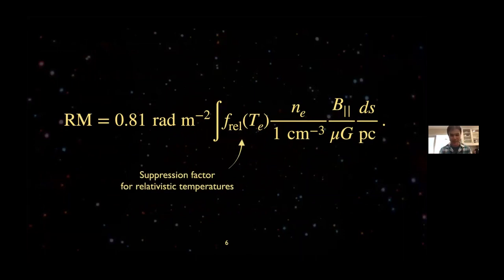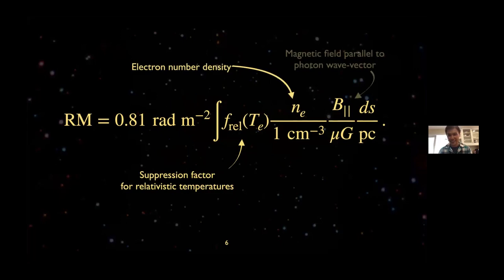So now first is this dependence on temperature. Basically what this is doing is suppressing Faraday rotation when the plasma becomes relativistically hot. It just gets less efficient at doing this. This is the electron number density, and then this is the magnetic field, and actually just the parallel component, the component that's parallel to the photon wave vector. And one thing to note there is that this is a signed quantity, so the sign of the RM could tell you about the direction of the magnetic field with respect to our viewing angle.